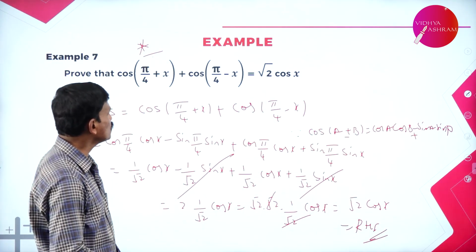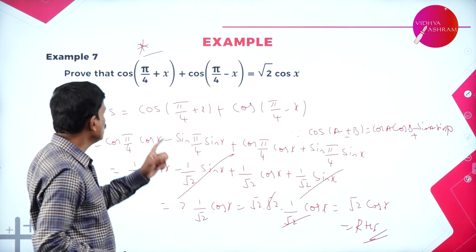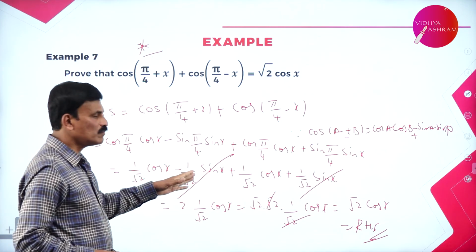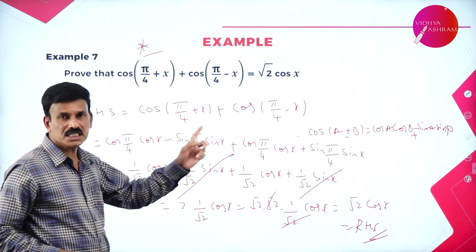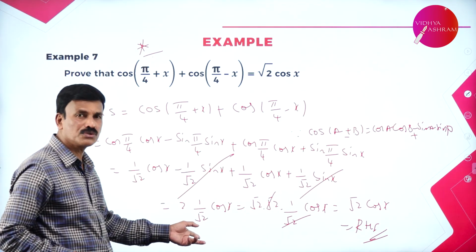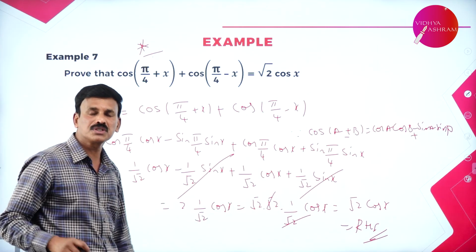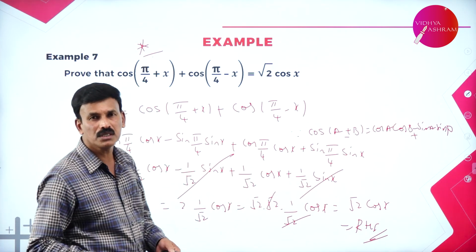Very simple problem. See, root 2 cos x. Substitute the standard formula, cos a plus b plus cos a minus b. Minus 1 by root 2 sin x plus 1 by root 2 sin x gets cancelled. 1 by root 2 cos x plus 1 by root 2 cos x. There are two 1 by root 2 cos x. 2 times 1 by root 2 cos x. This 2 can also be written as root 2 into root 2. One root 2 gets cancelled. We will get root 2 into cos x. That's it. Very simple. Okay.